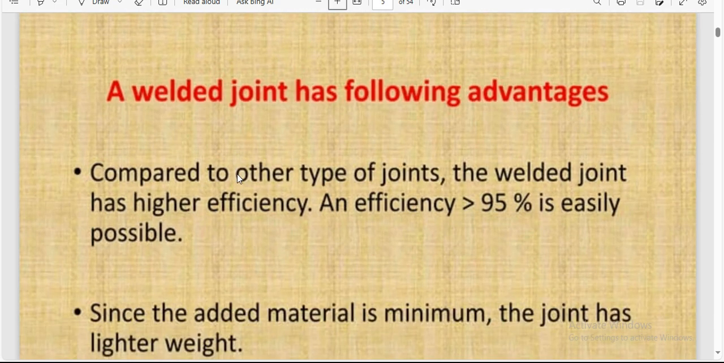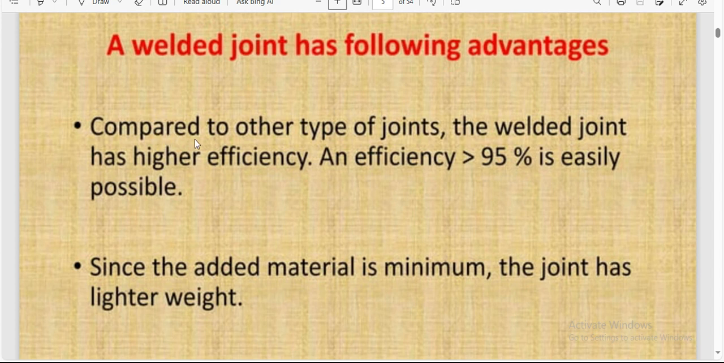A welded joint has the following advantages. The main advantage is that, compared to other types of joints, the welded joint has higher efficiency. Welded joints are more efficient than other joining mechanisms, and an efficiency greater than 95% is easily possible, which means welding has higher efficiency than other mechanisms of joining materials in mechanical work.